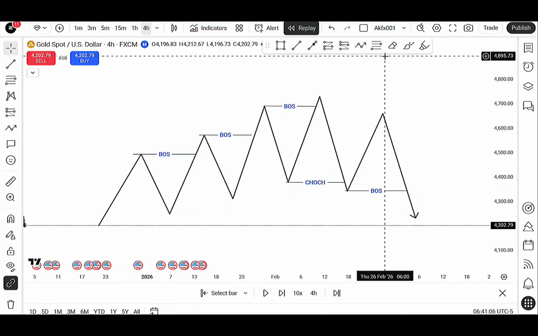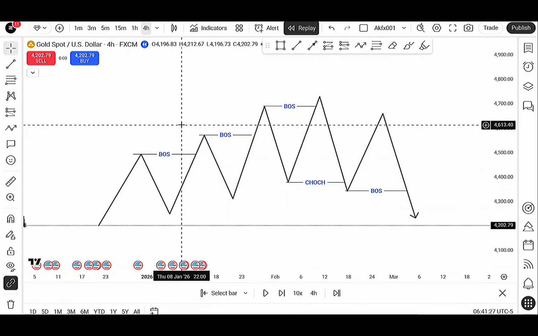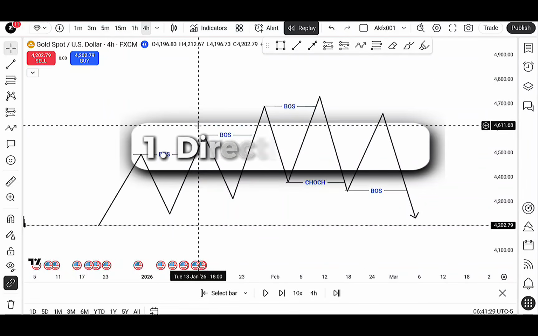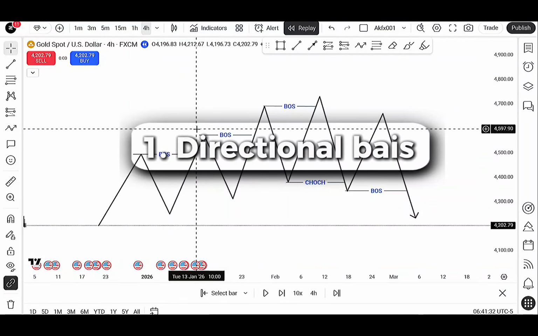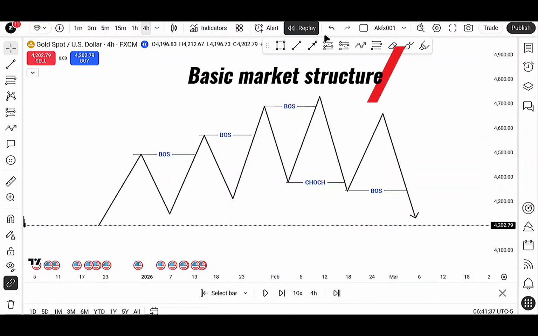Now, as an SMC trader, when you open your TradingView, what is the first thing you look out for? You want to understand the direction at which the market is going. That is what leads us to the first part, which is directional bias. As an SMC trader, it is very, very important that you understand the direction at which the market is heading to. And how do you do that?